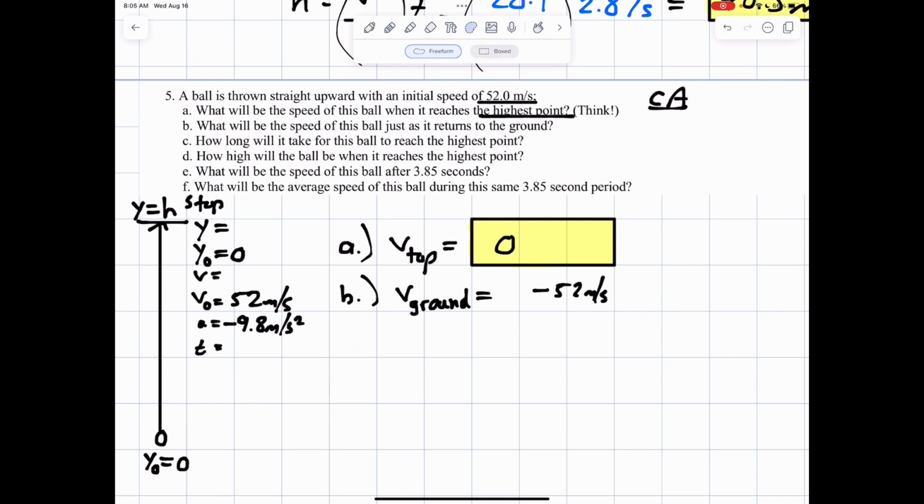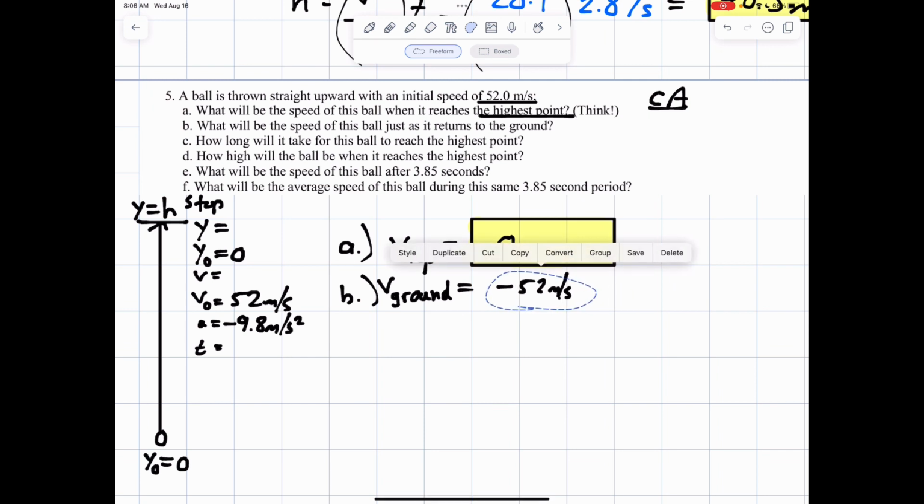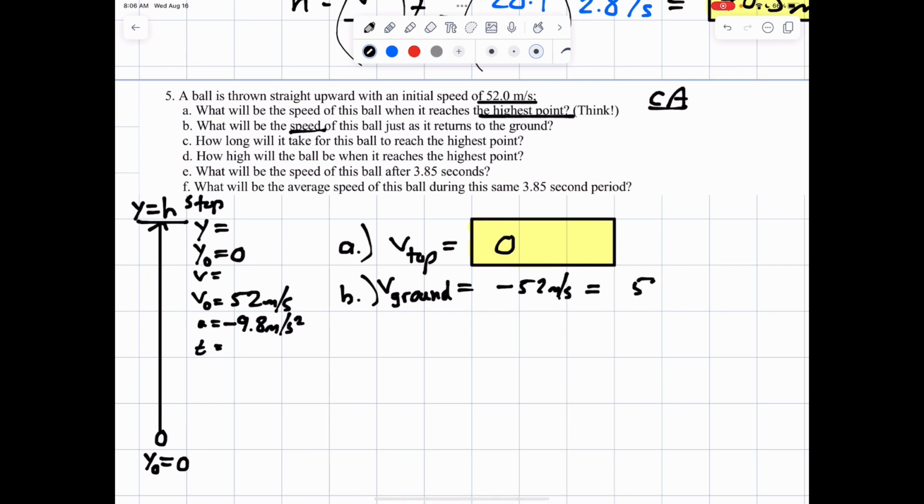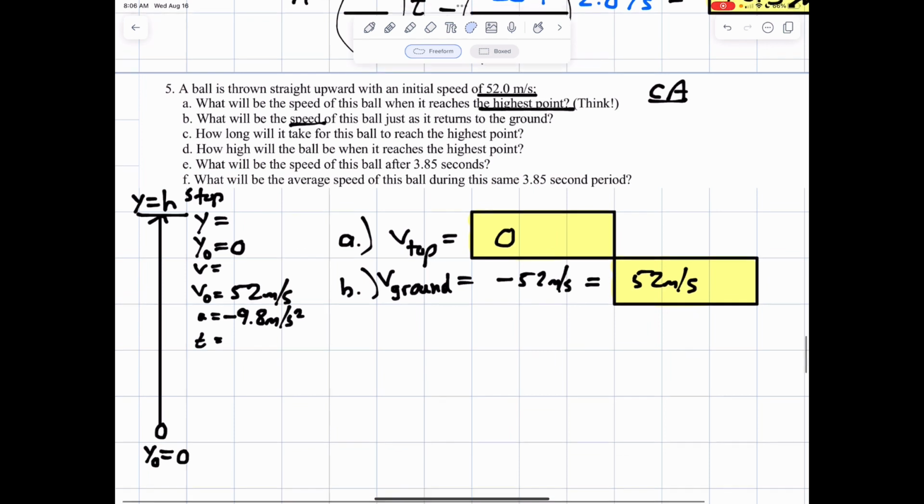Okay, so we have that, but keep in mind something here, guys. That's the velocity. The question's looking for the speed. So the speed is just the absolute value of the velocity, and so I would write just the 52. So it's 52 going up, it's 52 at the same level on its way back down. Okay, so A and B were really more conceptual questions rather than ones we calculate. All right, now we can get into some calculations.